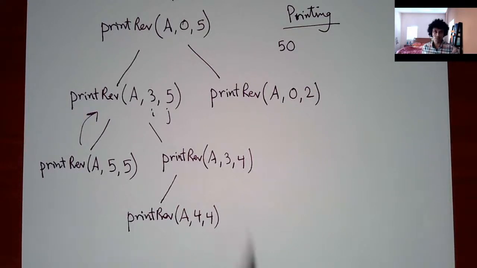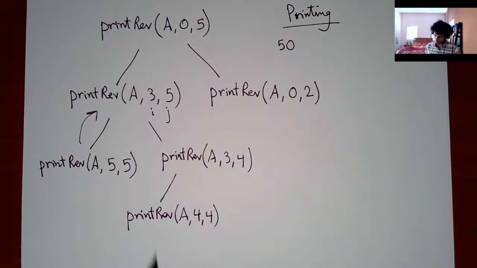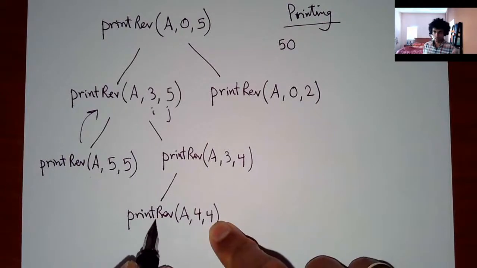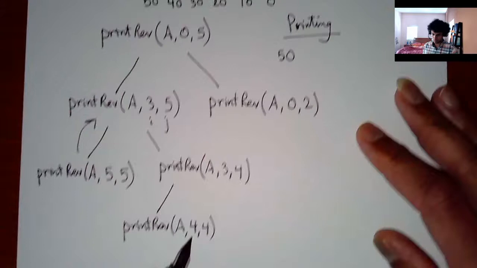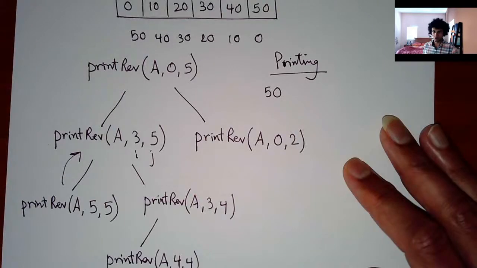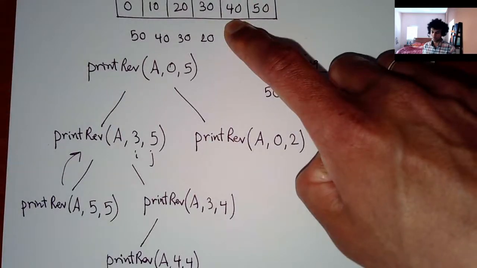Right? So 4 plus 3 is 7. 7 divided by 2 floor will give you 3, plus 1 is 4. So it's going to print that. This is now the base case. So it's going to print what is there in the fourth element of the array, which is 40. So it's going to print 40.